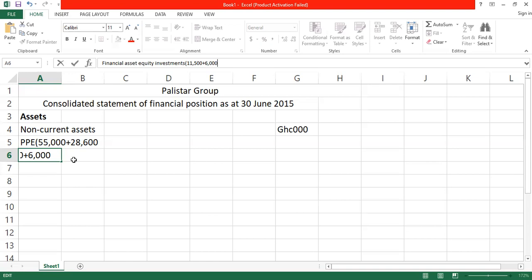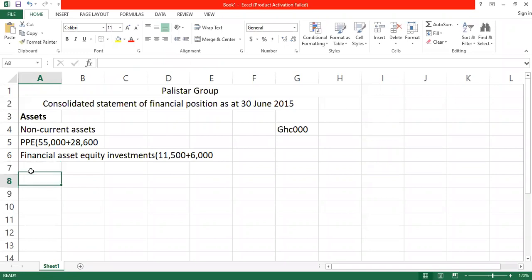All right. Can we move on? Yes, sir. All right. So these are the items that we have. Leave maybe 4 spaces, because other things will come. Then we have current assets. Do these things before you even start the workings.